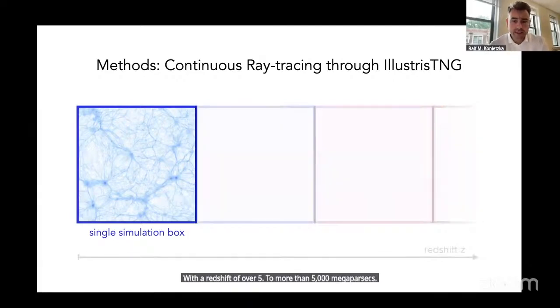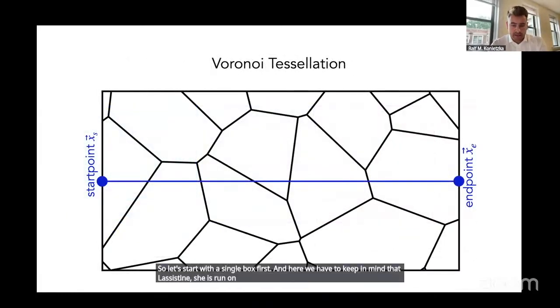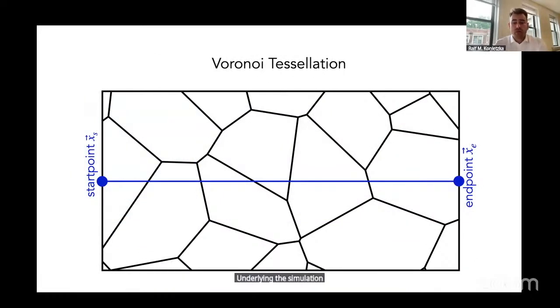So let's start with a single box first. And here we have to keep in mind that IllustrisTNG is run on a Voronoi tessellation. So there's no Cartesian grid underlying the simulation, but this Voronoi grid.